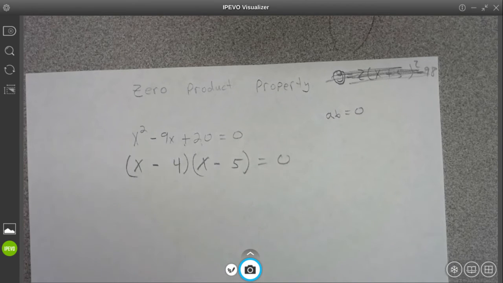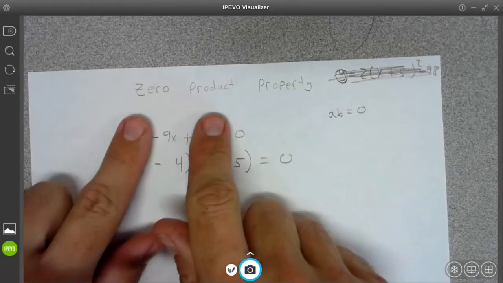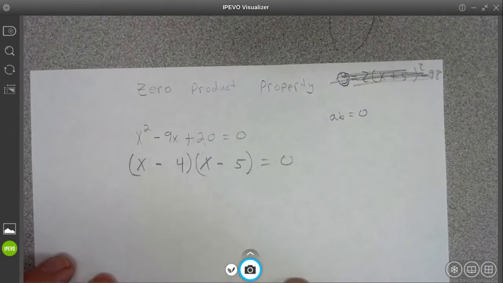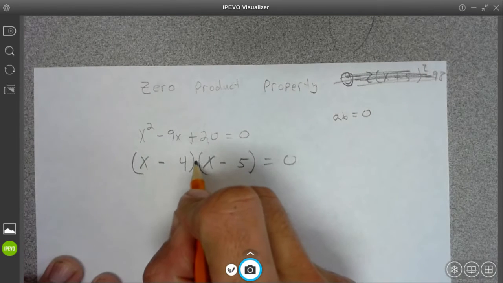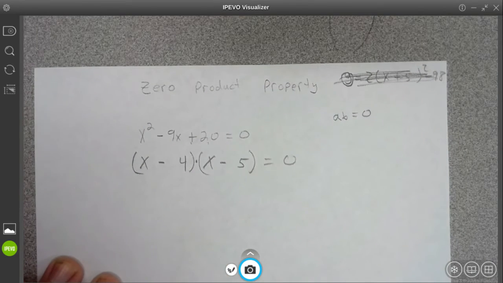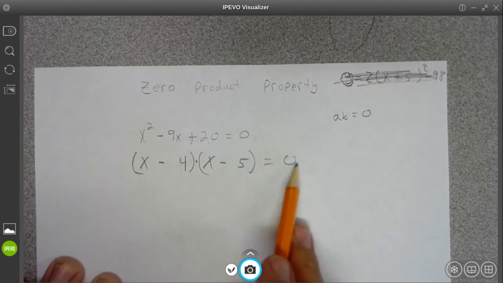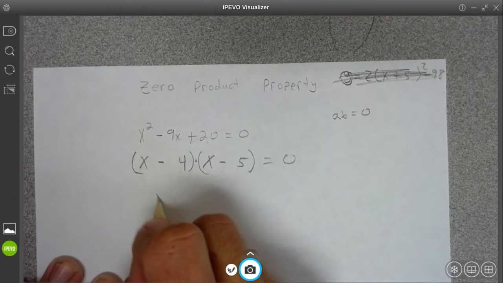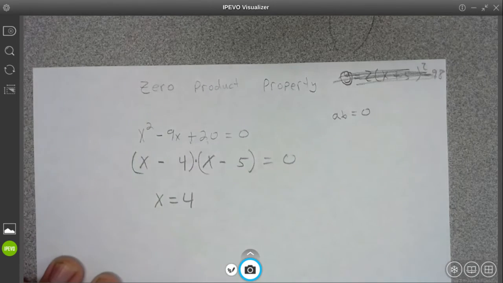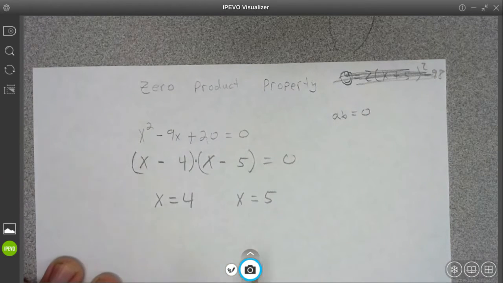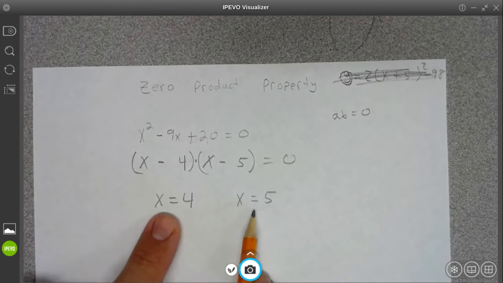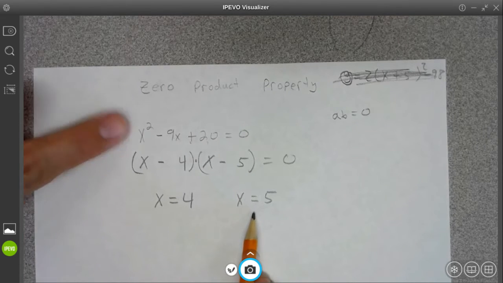Now, I'm sure you know what they are. There are two answers here for what x has to equal. This is called the zero product property, and it's a way of solving quadratic equations. Since this is multiplication, for it to equal 0, x has to either equal 4, since 4 minus 4 equals 0, or x could equal 5. Those are our two possible solutions for this original equation.